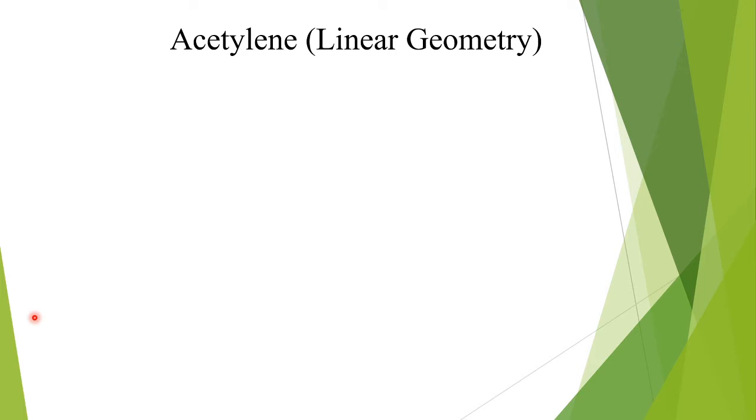You all know the shape of acetylene. Acetylene has a linear geometry. Here this is acetylene. Acetylene is C2H2. That is C triple bond C, and on each carbon we have a hydrogen, and it has a linear shape. Now let's find out the symmetry elements present in this linear molecule.